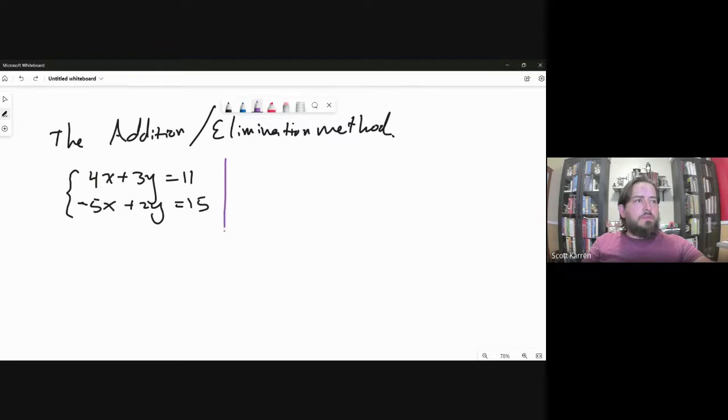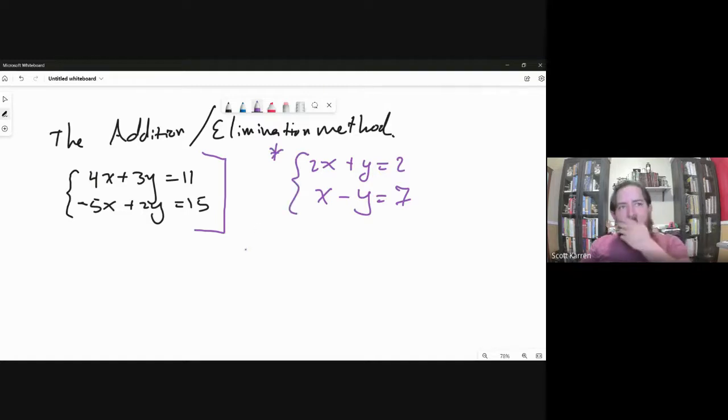So I'm going to pause here because I want to show you one before I do this one. Let's go back to that very first one. So we're gonna stick a pin in this guy. We'll come back to it. We're gonna go back to this 2x plus y equals 2 and x minus y equals 7. We'll show you what it is on this one first, and then we'll go play with the other one.